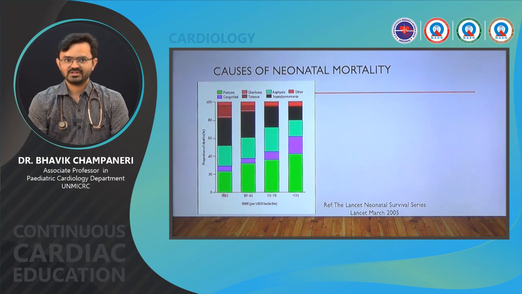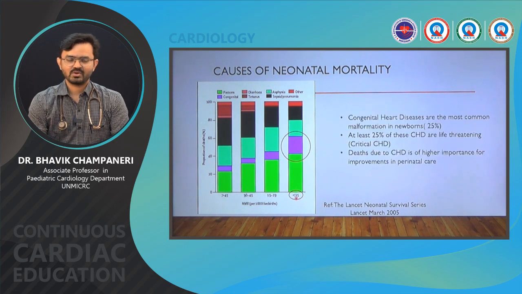As neonatal mortality goes down and down, and reaches somewhere around less than 15 per 1000 live births, the causes which are important change. The congenital cause, as you can see with this purple color bar, is going up. So congenital defects become the second most common cause of neonatal mortality as we reach a neonatal mortality rate of less than 15 per 1000 live births.